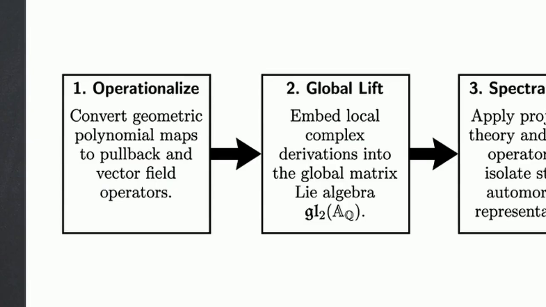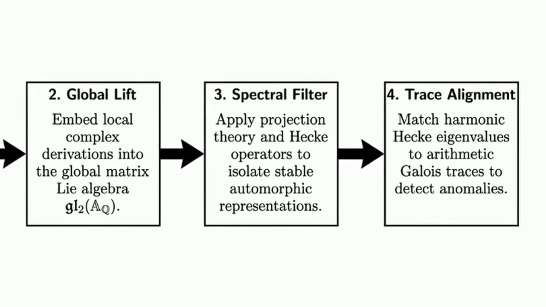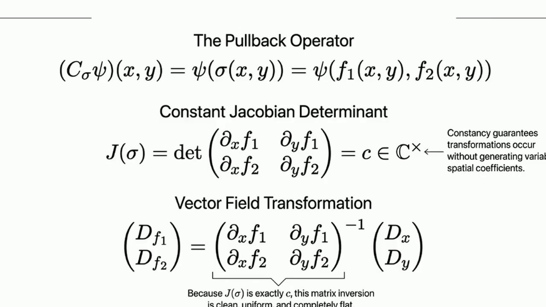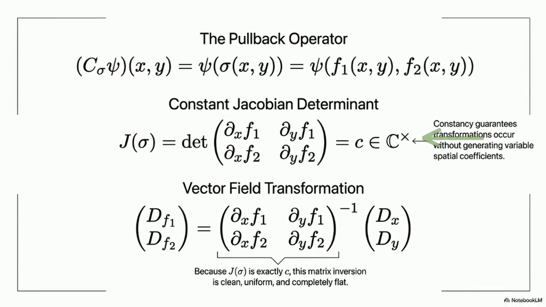We achieve this through a 4-stage Adelic Langlands roadmap, converting the geometry into an operational format, lifting it to the adele ring, filtering the spectrum, and verifying trace alignment. Because local derivatives miss defects at infinity, we convert the map into a pullback operator. The constant Jacobian determinant, C, is essential.